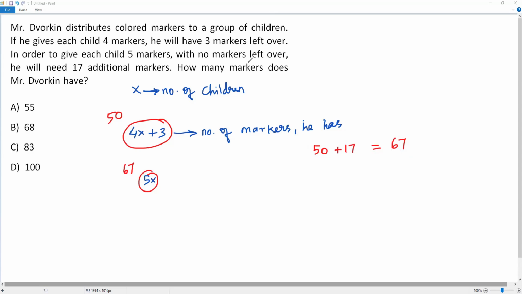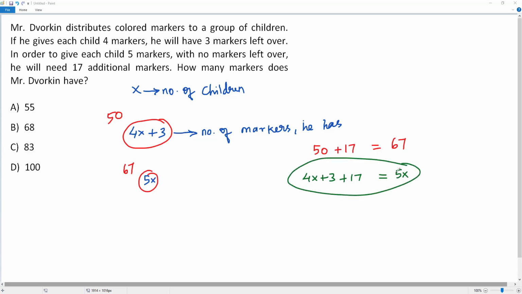Okay, now let's consider the original stuff. Let's say 4x plus 3 that we have at the place of 50. Let me write 4x plus 3. And let's consider 5x we have at the place of 67. Let's take 5x on the right side. Here we have 4x plus 3 for 50 and we have 5x for 67. Now if I want to balance this equation, I have to add 17 over here as I did over here.